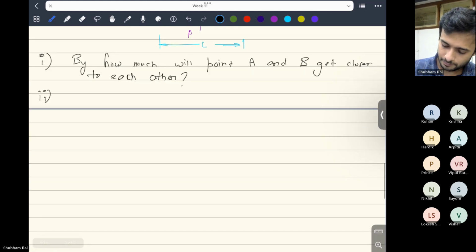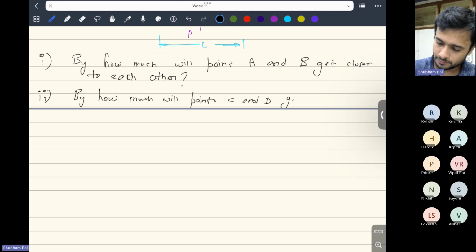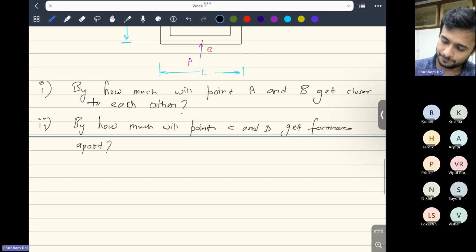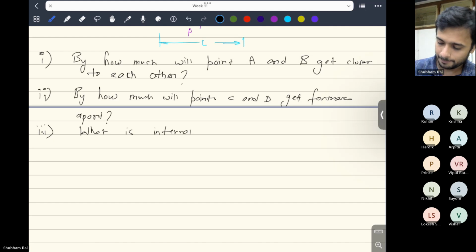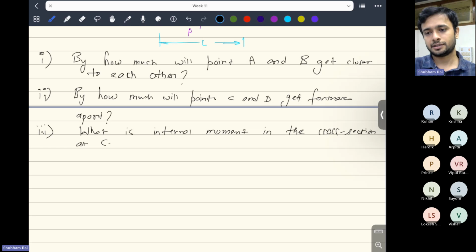Second, by how much will points C and D get farther apart, right? So third one is you have to find what is the internal moment in the cross section at C. So these three things we need to find out.